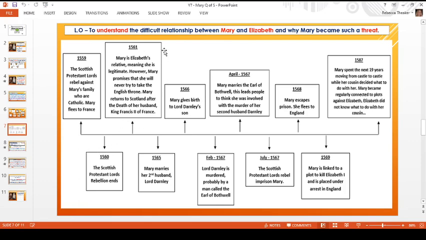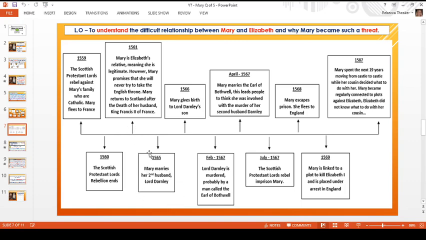Next one, 1561. Mary is Elizabeth's relative, meaning she is legitimate. However, Mary promises Elizabeth that she will never try to take the English throne. Mary returns to Scotland after the death of her first husband, King Francis of France. So this is Mary's first husband. He's died of natural causes, so there's no point in Mary being in France anymore, so she comes back to Scotland, and this is where the situation starts to get a bit dodgy for Mary Queen of Scots.